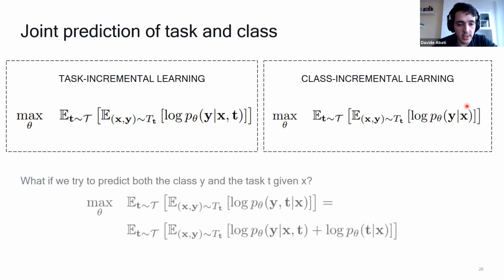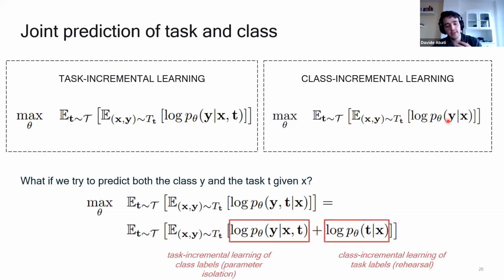So what we thought is, what if we jointly predict, given X, the class and the task? If you do that, you can decompose this probability distribution into the good old task incremental learning, so probability of Y given X, T, plus something that is similar to class incremental learning, only that we are predicting the task rather than the class.